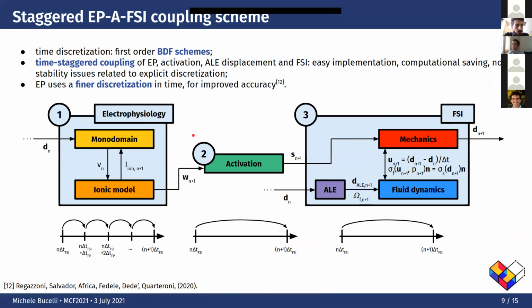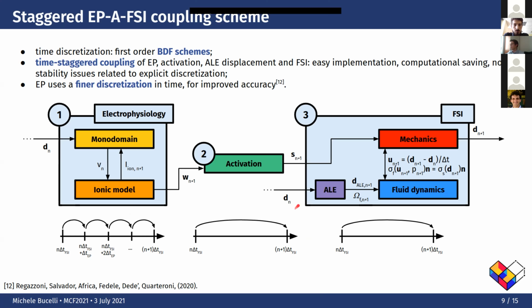Well, thank you for the question. I'd say that there is quite a balanced contribution to the overall cost between electrophysiology and FSI. On the one hand, electrophysiology is not a very difficult problem to solve, especially if you use the monodomain equation. But as I said, we use finer discretization in time and in space for its solution. So its simplicity is balanced by the higher resolution.